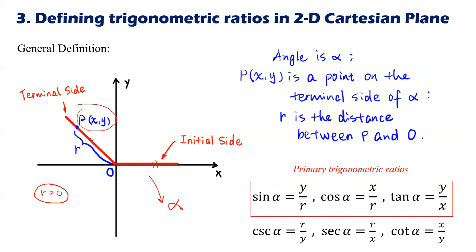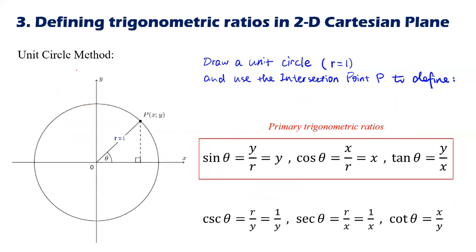Okay, in this way, we can also use the unit circle method. For example, this is an angle theta here. This time we draw a unit circle. What is a unit circle? A unit circle has a radius of 1. There's an intersection point between the terminal side of this angle and the unit circle, right? We denote this point as P(x, y). Then we know that the distance between this point and the origin is 1, because this is a unit circle, and a unit circle has a radius of 1.